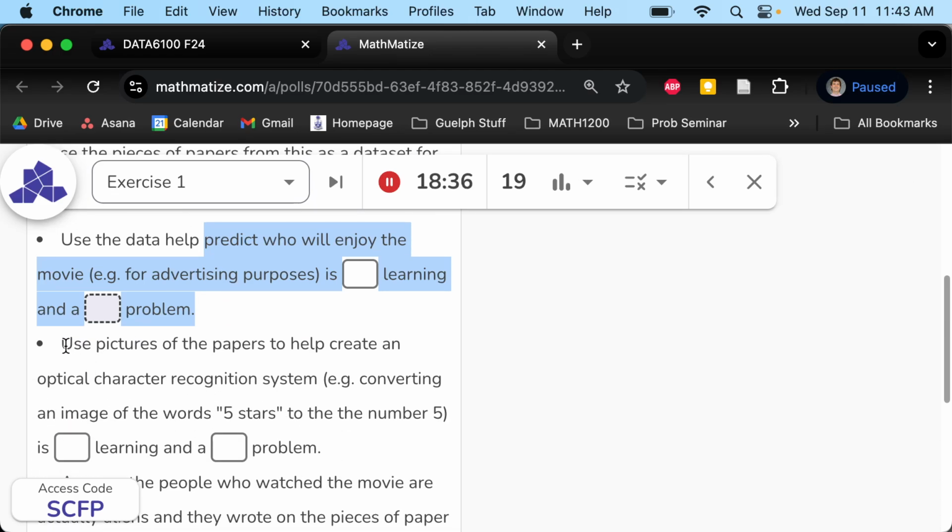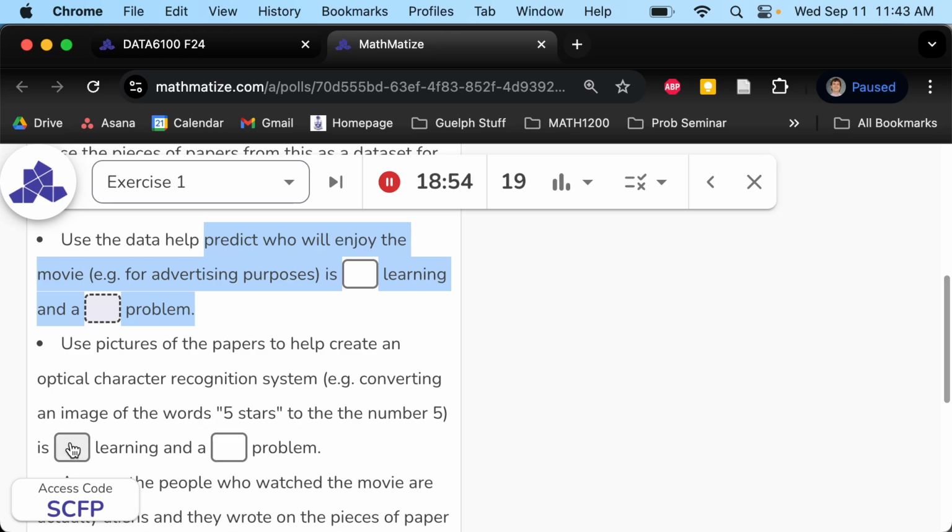So here is one. Use pictures of the paper to create an optical character recognition system. So converting an image, like a JPEG image of the words 5 stars written on a piece of paper, to the number 5. So this is a blank learning problem, and is it classification or regression?